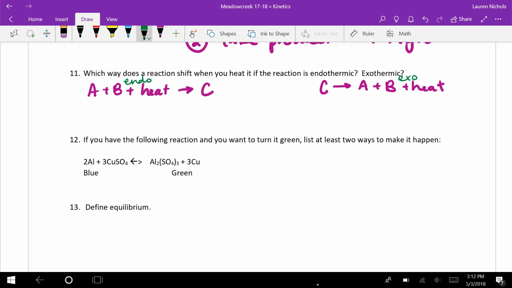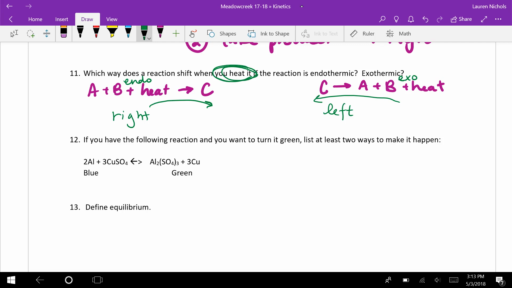Well, if I add heat, because I'm heating it up, so I'm increasing the temperature, it will shift away from that, so the reaction will shift to the right. And if I add heat in an exothermic reaction, it will shift the opposite direction, add away, which would be to the left.